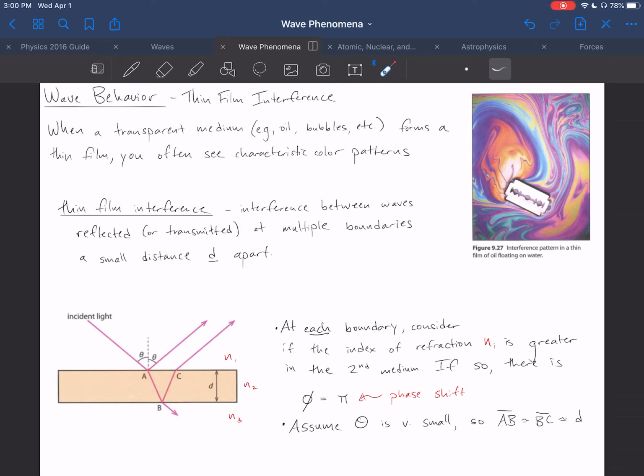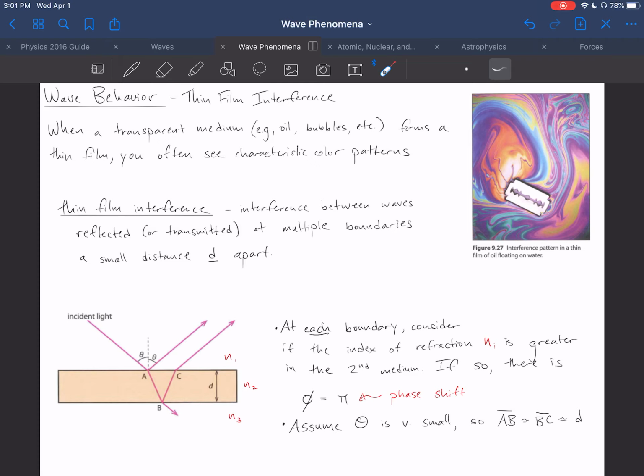Thin film interference is defined as the interference between waves reflected or transmitted at multiple boundaries a small distance d apart. To understand the basic idea, we'll consider a bubble structure: a thin layer of some higher index material, sandwiched between two other layers of lower index material.